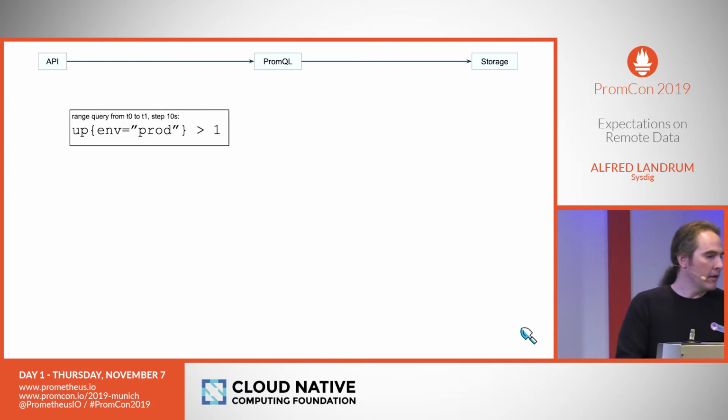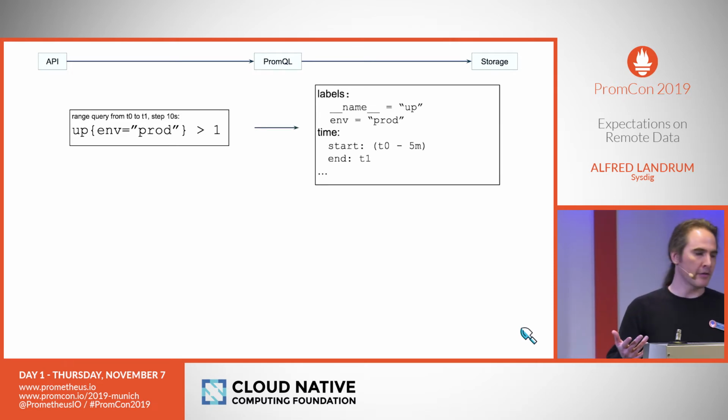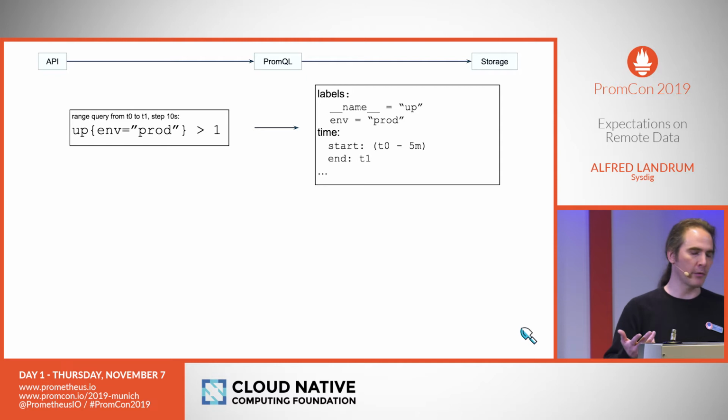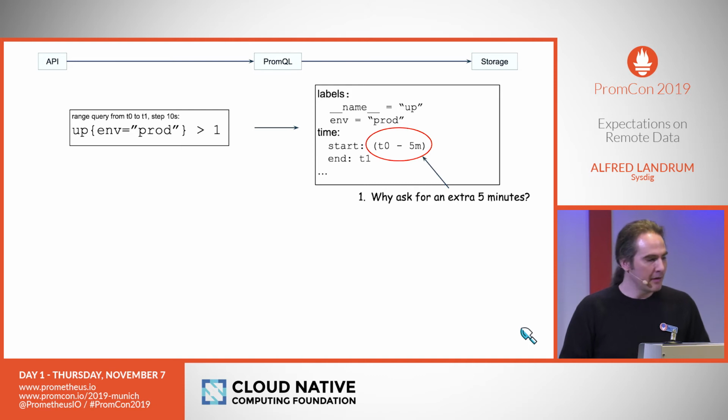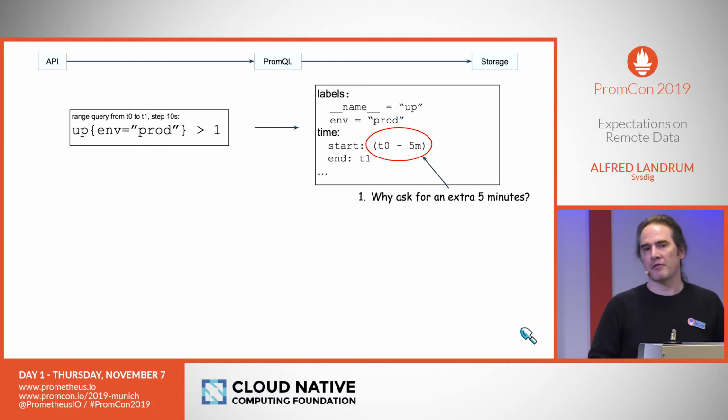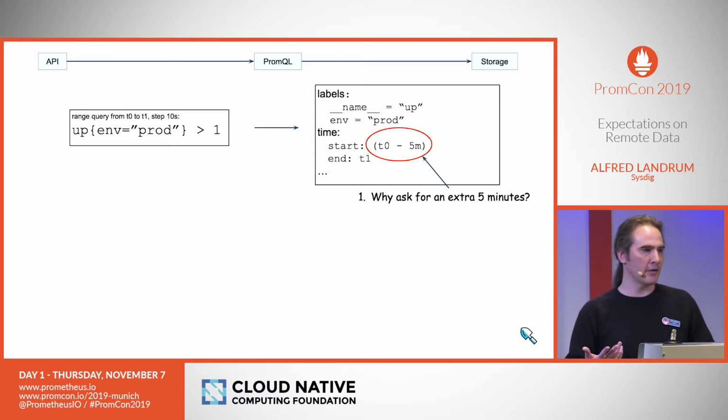Here's an example. This is a range query from T0 to T1 over a 10-second step, and it asks for instances that have been up. What the storage layer sees, when PromQL parses and sends a request on, is something that looks like this. There's a set of label matchers where the name is up, the env equals prod, and then there's a request time. If you look closely, you will see, very interestingly, that the start time is not T0, it's T0 minus 5 minutes. So the first topic I'll talk about is why does it ask for this extra 5 minutes?